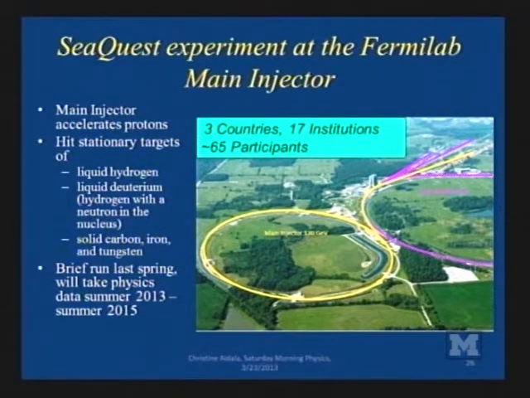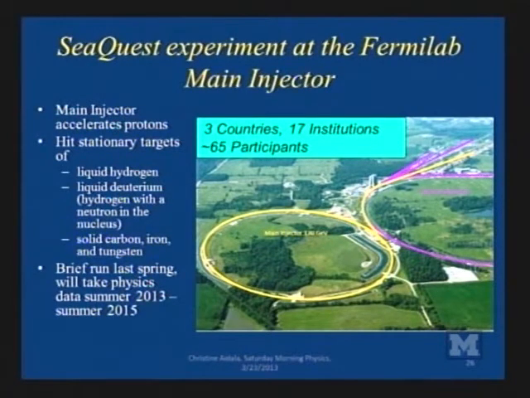And we also have liquid deuterium. Deuterium is a different type of hydrogen where you don't have just 1 proton in the nucleus, you have 1 proton plus a neutron. It's less common than just having 1 proton, but it's stable. And we also have solid targets: carbon, iron, and tungsten.